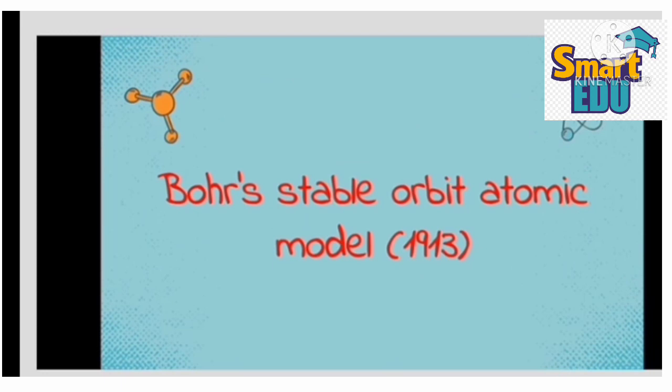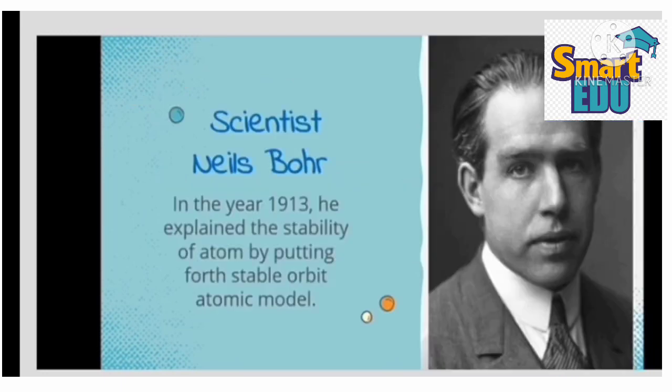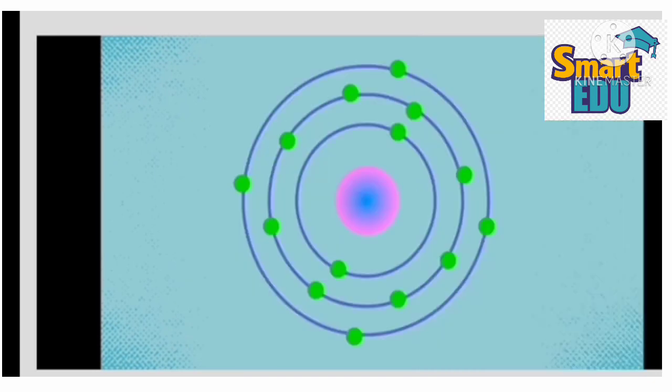Second, the energy of an electron is constant while it is in a particular orbit. That means the energy of the electron is the same, it does not change.